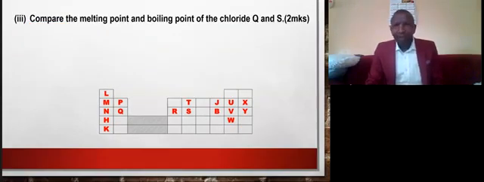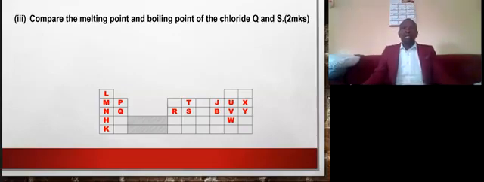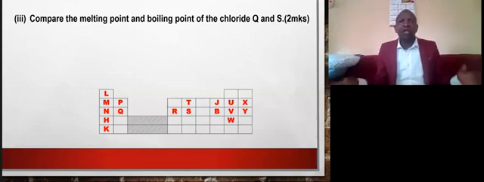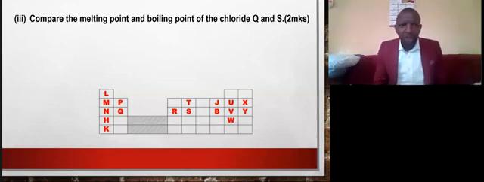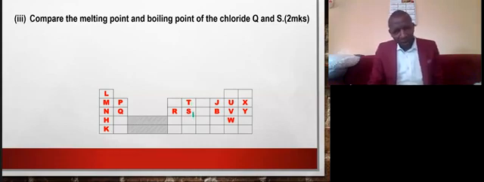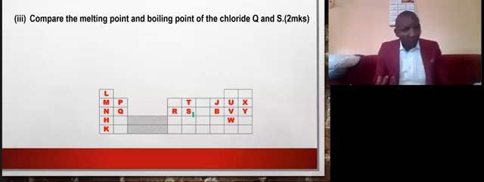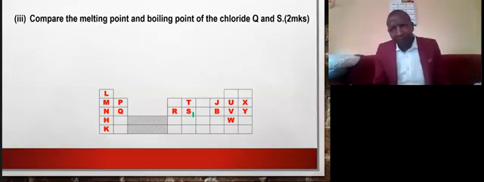Now, the next matter is this. Compare the melting point and the boiling point of the chloride of Q and the chloride of S. And before we go to that, because there's always a lot of confusion, the examiner can also tell you to compare the chloride of T and the chloride of S. Sorry, you cannot be told to compare that. You can only be told to compare the oxide of S and the chloride of S.